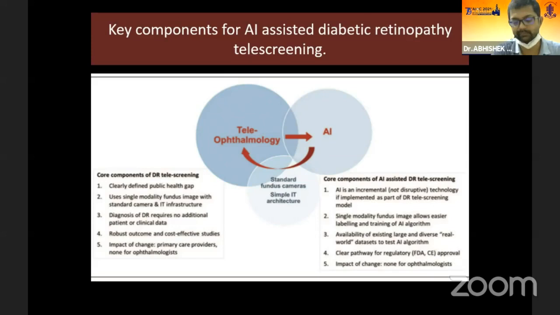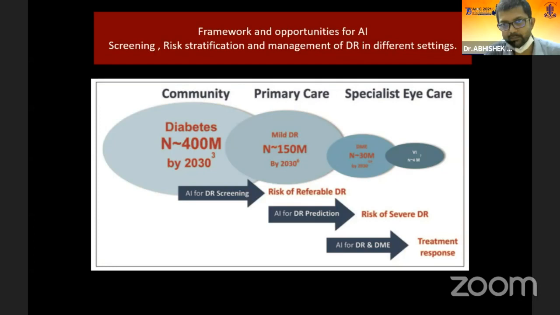Now, whenever we are developing a framework of opportunities for AI, we have to stratify it also. We can use an AI for DR screening. And once we have passed this screening and identified which patients are at risk, then we can develop another AI for DR prediction. So this is another model. And once we have established cases, we are likely to establish another AI for DR and DM. So it should be at a stratification level.